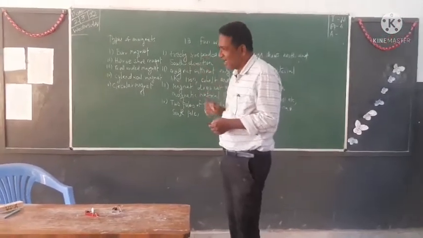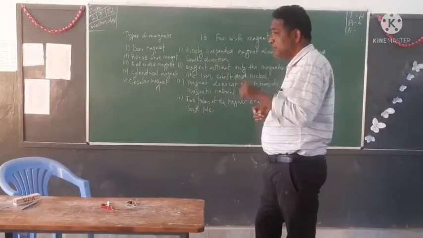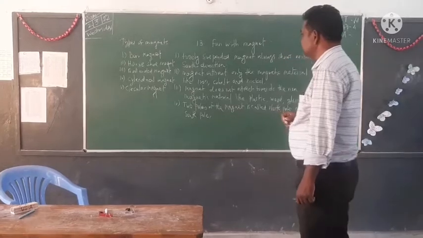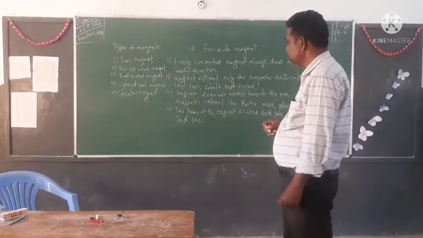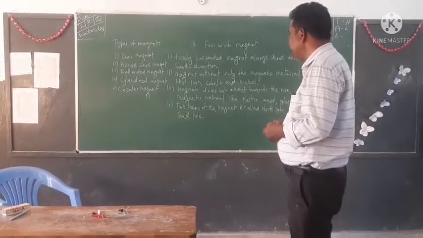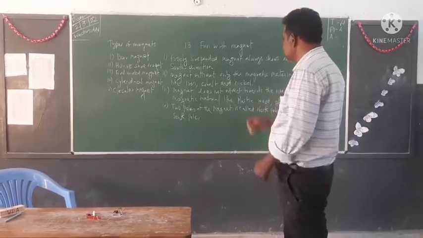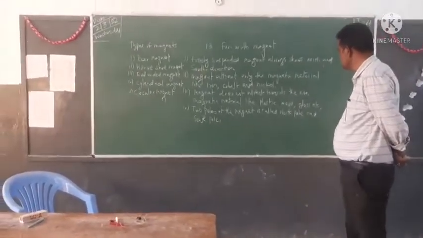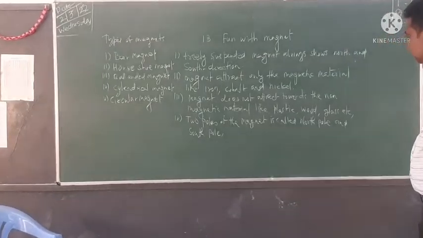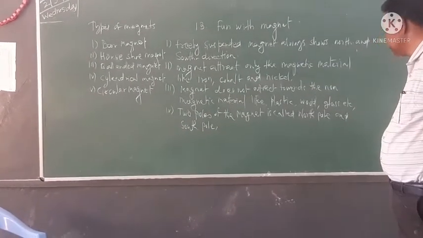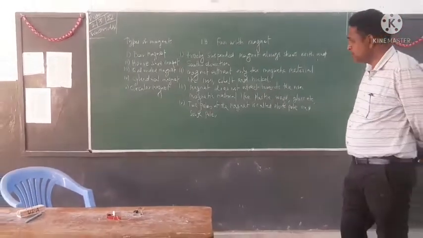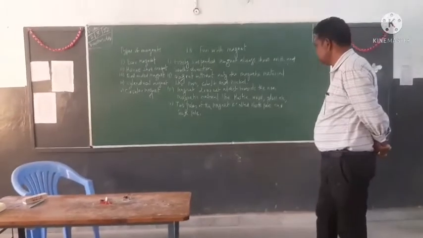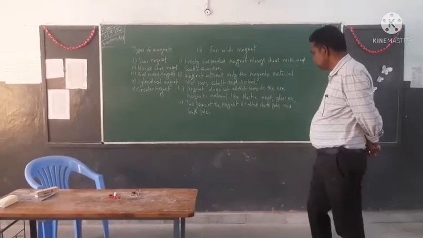So what have we seen so far? There are different types of magnets. You stand up and tell me. Bar magnet, horseshoe magnet, ball-ended magnet, cylindrical magnet, and circular magnet. Okay. What about the properties of the magnet? If a magnet is freely suspended, then it always shows the direction of north and south. A magnet attracts magnetic material like iron, cobalt, and nickel. A magnet does not attract non-magnetic material like plastic, wood, glass. And the two poles of the magnet are called north and south pole.